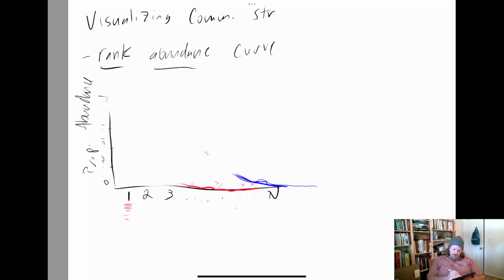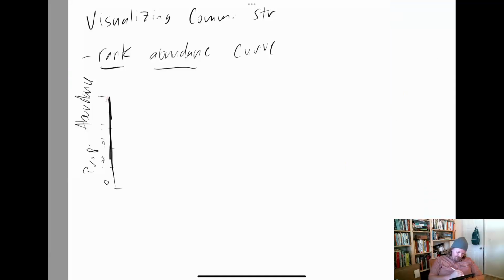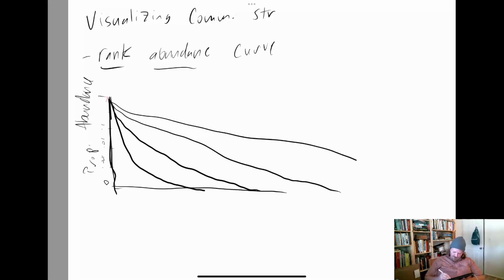And we'll use just black ink here. Just erase this and draw the whole x-axis again. We want to be in black. Okay. So we could have curves that look like this, and then they can be less steep, less steep, less steep, less steep, right?